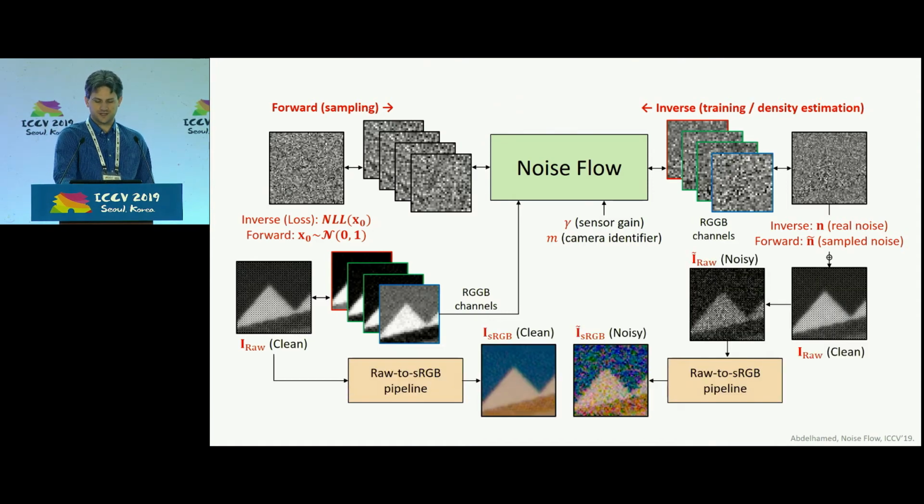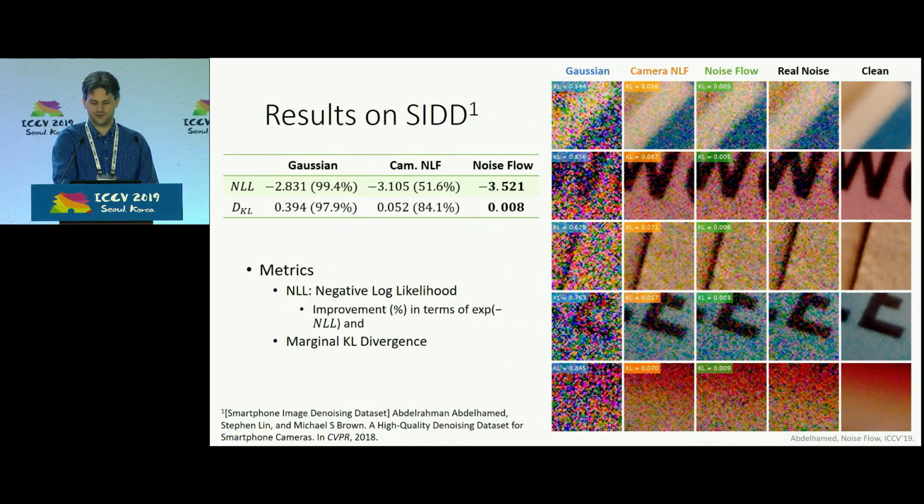We evaluated Noise Flow, this model trained on the Smartphone Image Denoising Dataset, which was mentioned previously. Sample outputs, shown here on the right, show a qualitative improvement over Gaussian and signal-dependent baseline models. Further, Noise Flow shows a significant improvement in negative log likelihood on a held-out test set, and samples from the Noise Flow model better match the marginal statistics of real noise samples.